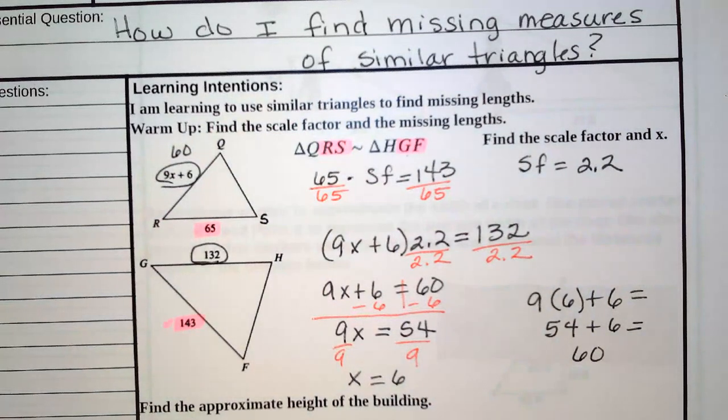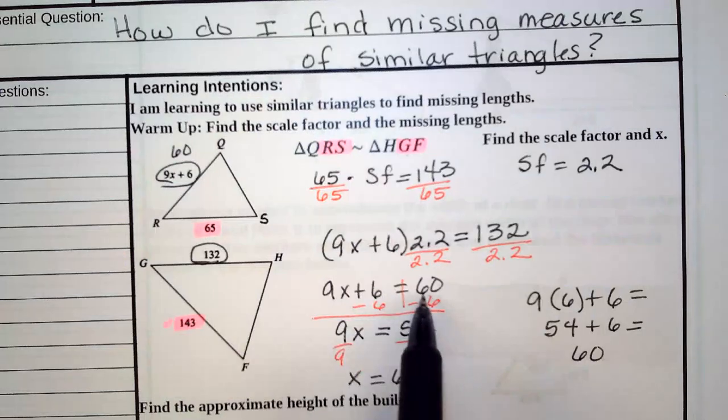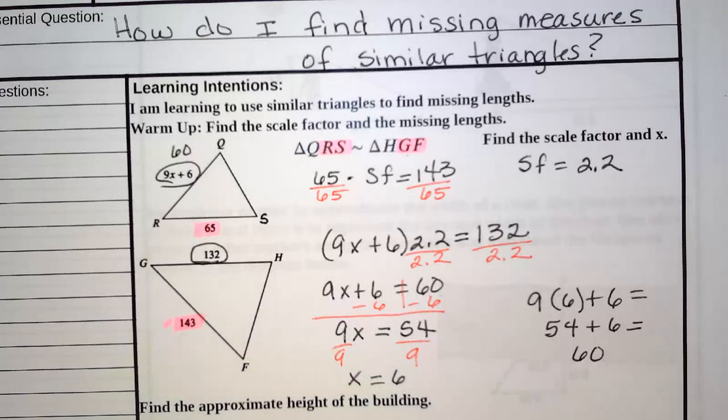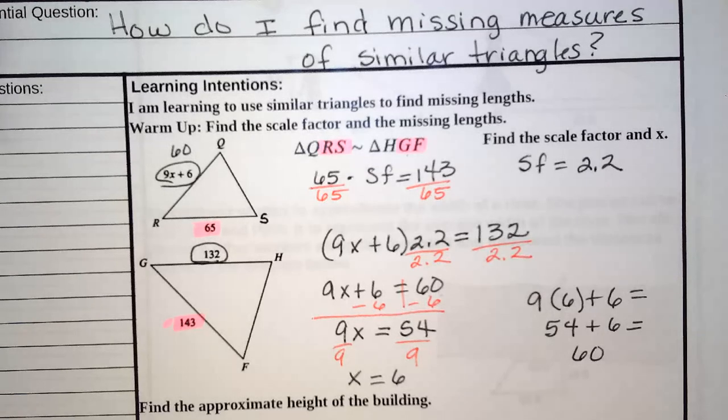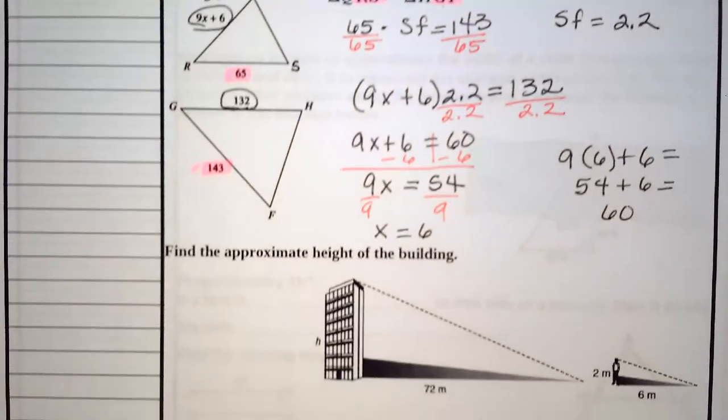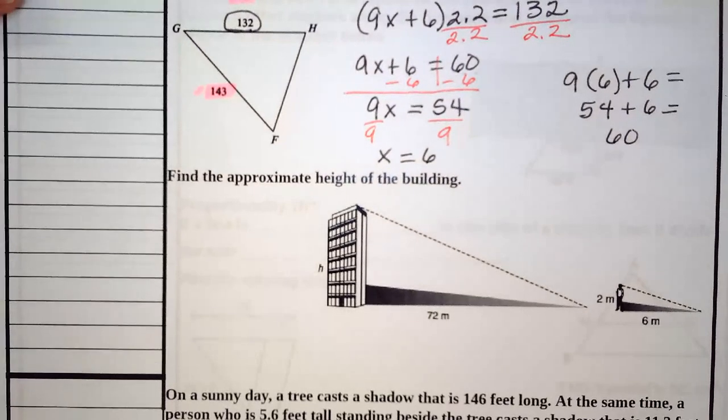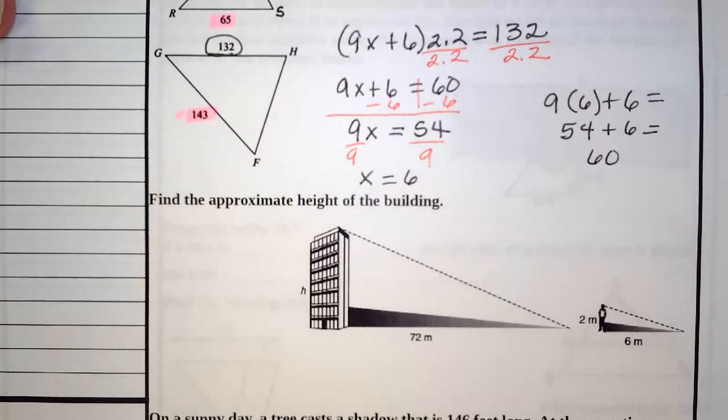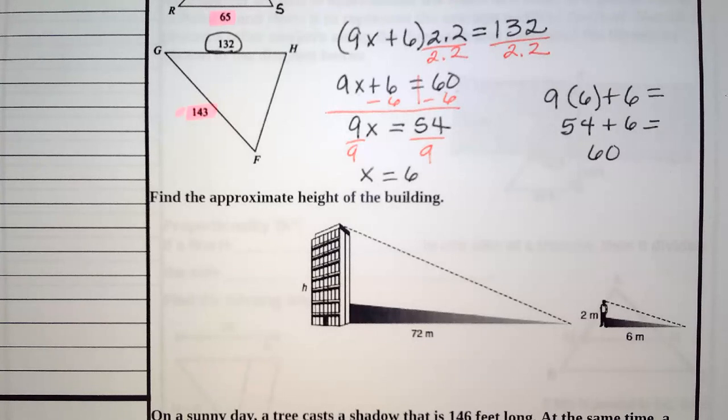Okay, we also had it right here where we said, well, 9x plus 6 is equal to 60. That tells us what that length is. So this is continuing on similar triangles. Hopefully it's starting to make a lot of sense and you're able to do those problems on your own. Okay, so it says to find the approximate height of the building.